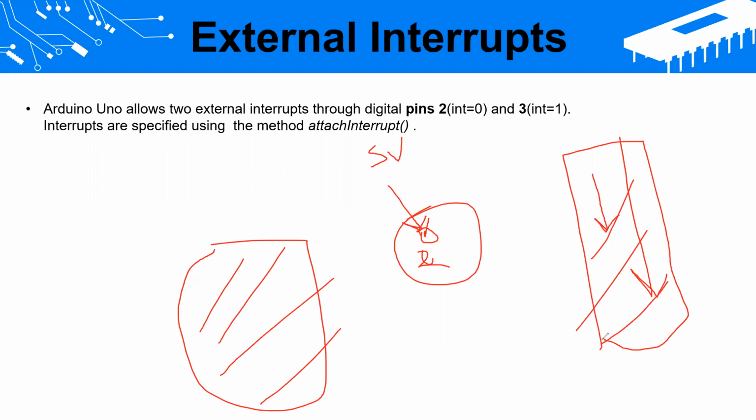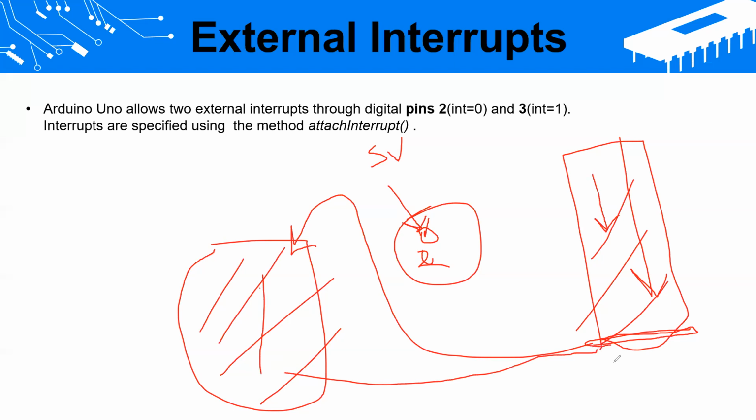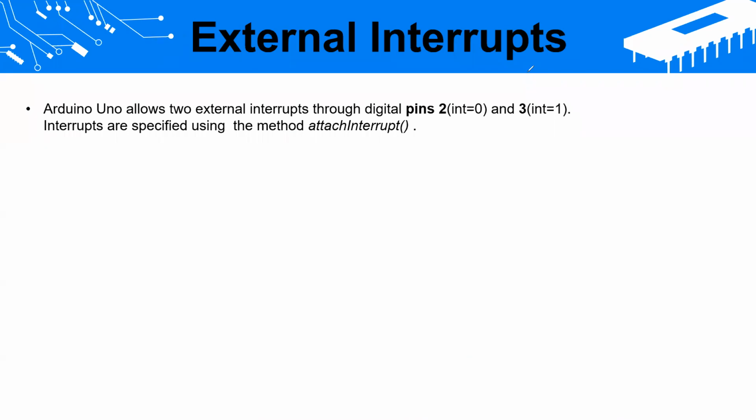Actually, it stops when the condition is met. At that point, the main execution is stopped, and we are directed to the ISR part, the piece of code we wrote for this pin. After executing that part, we come back to this place and continue the rest of the code. That is what actually happens.